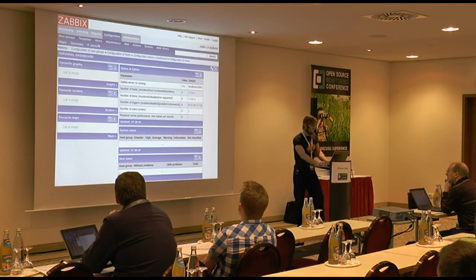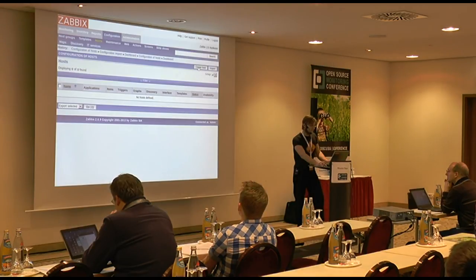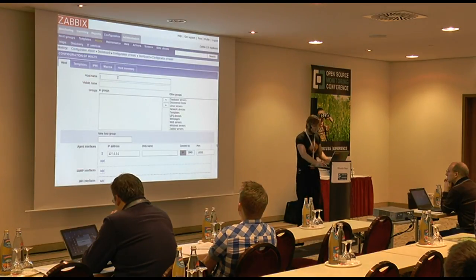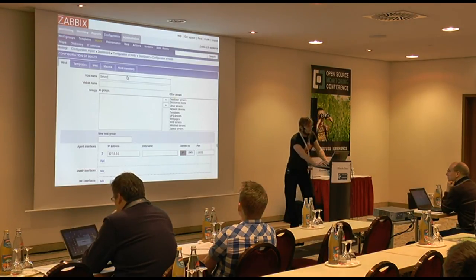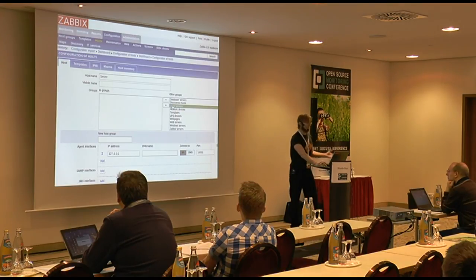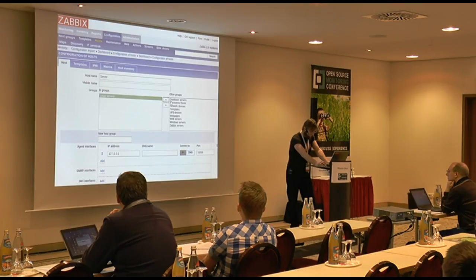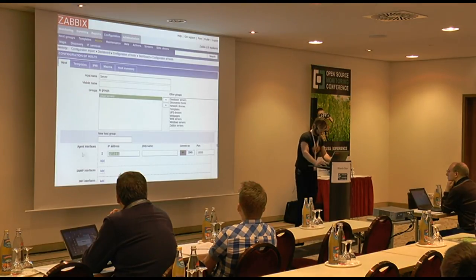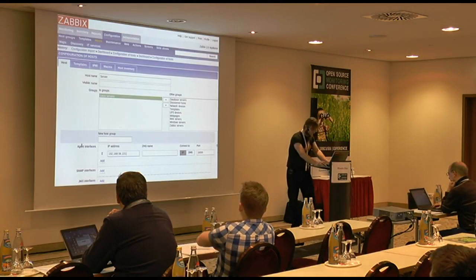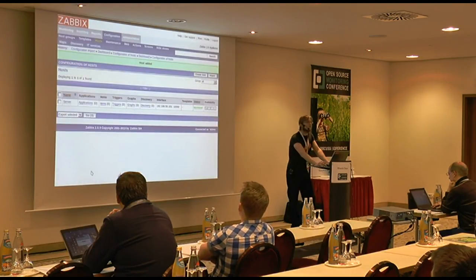So I will click around the interface at this point. I'm creating a new host. Let's say I'll call it in a very innovative way. Group membership here: on the left-hand side are groups the host will be in. So I will add this host to the Linux servers group. And let's say I will use an IP address for this host as well. So far, that was easy.